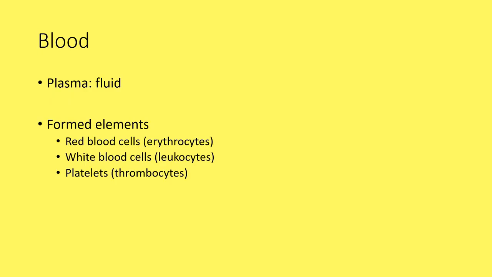You have the red blood cells, which are known as erythrocytes. You have the white blood cells that are your leukocytes, and then the platelets, which are known as the thrombocytes.